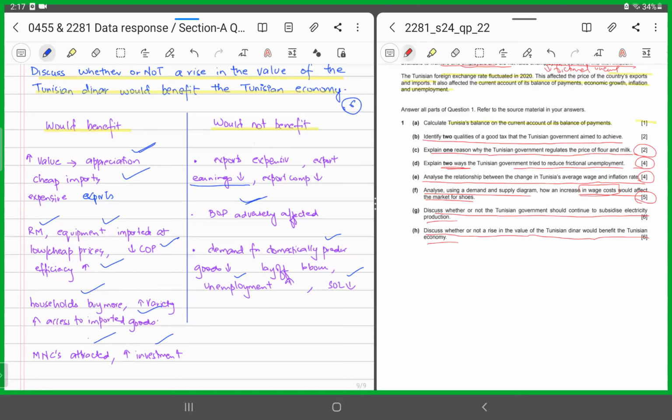So again, whether or not a rise in the value of the Tunisian dinar would benefit the Tunisian economy would depend upon whether it is adversely affecting the economic growth or the standard of living or whether it is positively affecting. And this decision would be beneficial only as long as there is a rise in the standard of living and the benefits outweigh the costs.